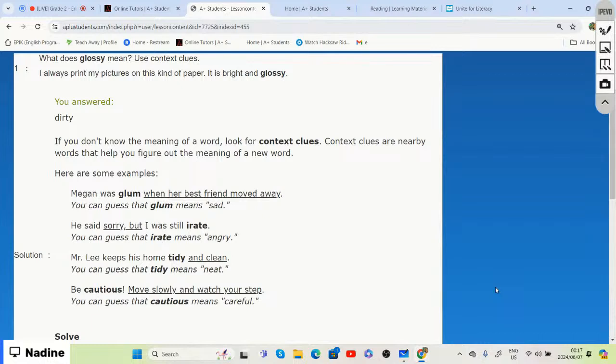It is words that will basically give you an idea, or words within the sentence will kind of give you an idea of what that one specific word is that you don't know of, or words that you maybe don't know the meaning of, right? And yes, we made an example of glum, which means sad, irate, which means angry, tidy, which means neat, cautious, which means that you need to be careful, right? And we call those context clues.